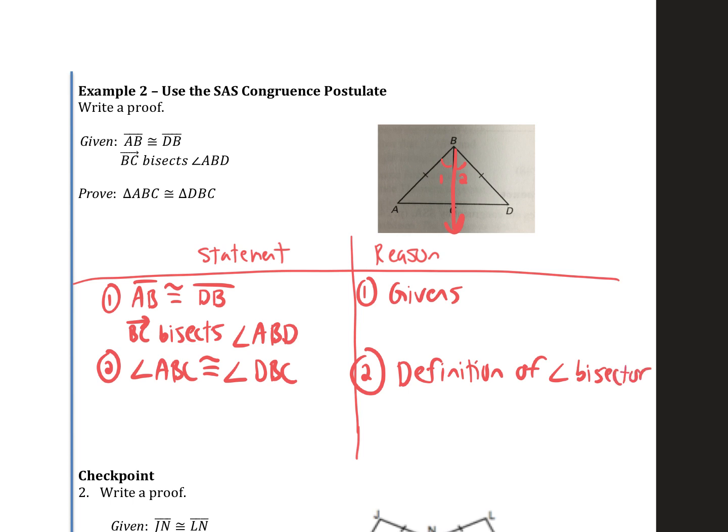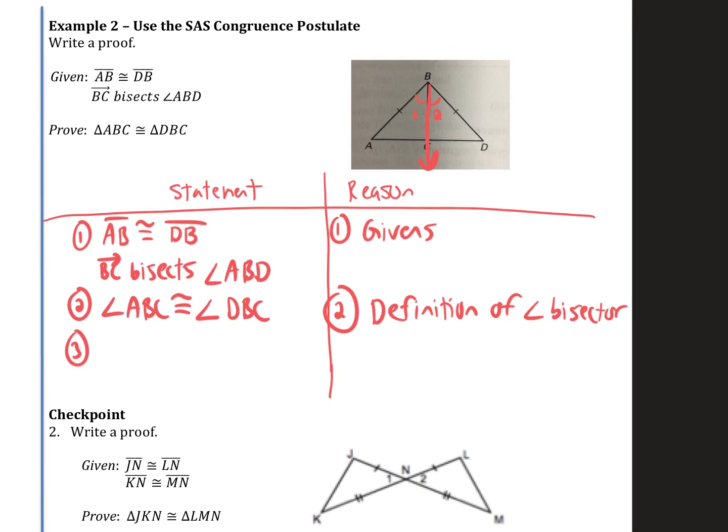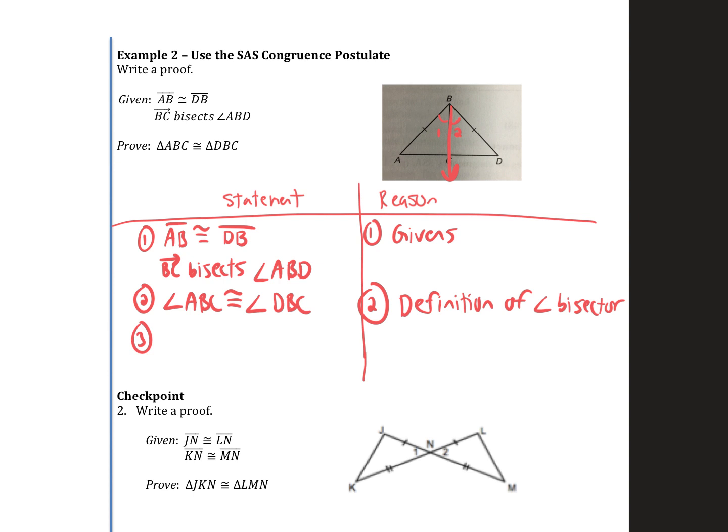Okay, the definition of angle bisector says that those are going to be congruent. All right, now, third thing after definitions is either a shared side or congruent angles. Or vertical angles, I mean. Now, do we have a shared side or any vertical angles here? Well, yeah, we have the shared side in the middle here.